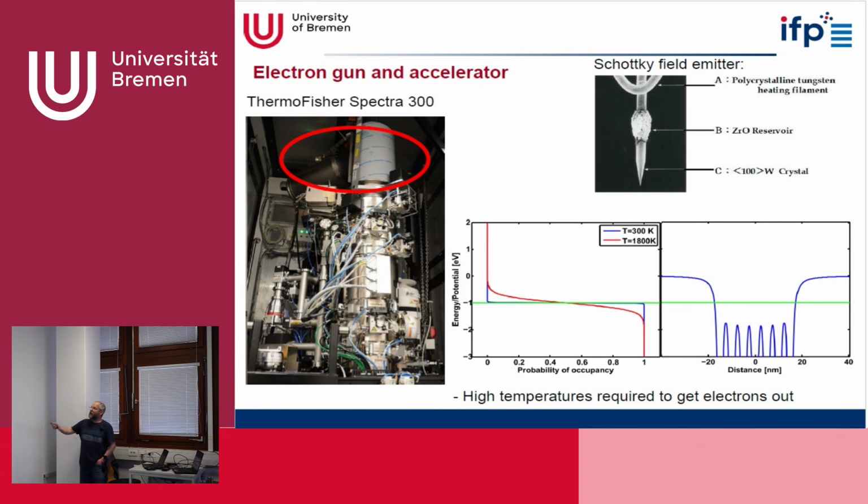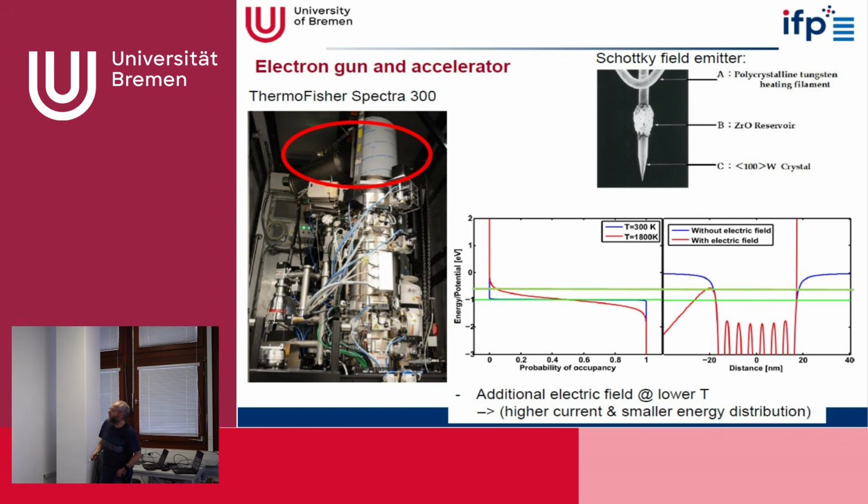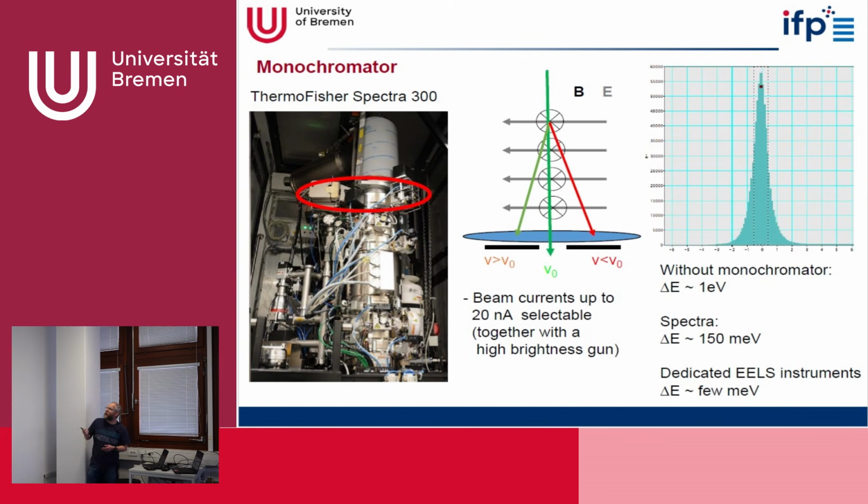What we do is, first we can heat the specimen. Then the Fermi distribution will widen and we get more electrons above the Fermi energy, but still it's difficult to get significant numbers of electrons out of the crystal. The next step is to apply an electric field to this tip, and that will reduce the work function of the material, so that in principle some of the electrons can leave the material. These electrons are then accelerated to 300,000 volts.